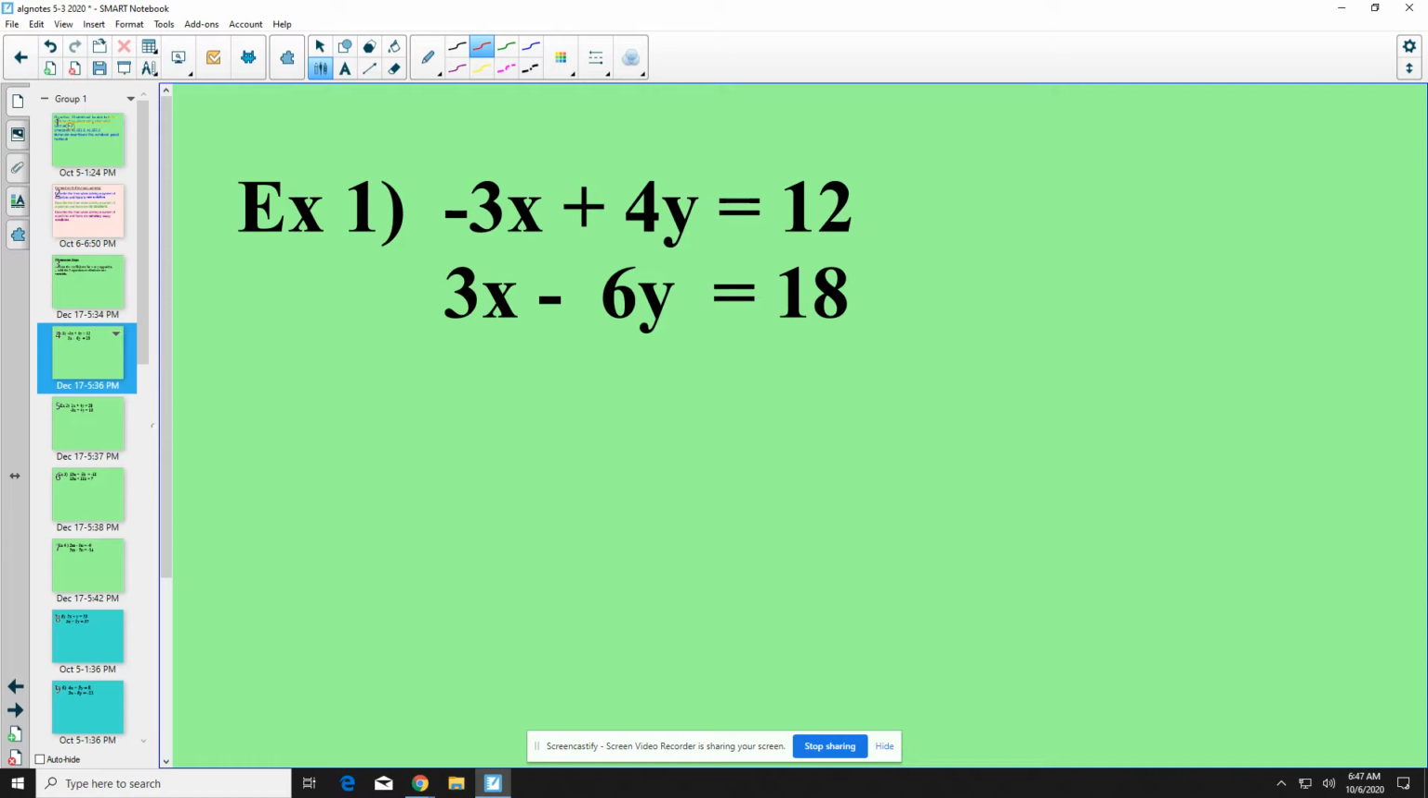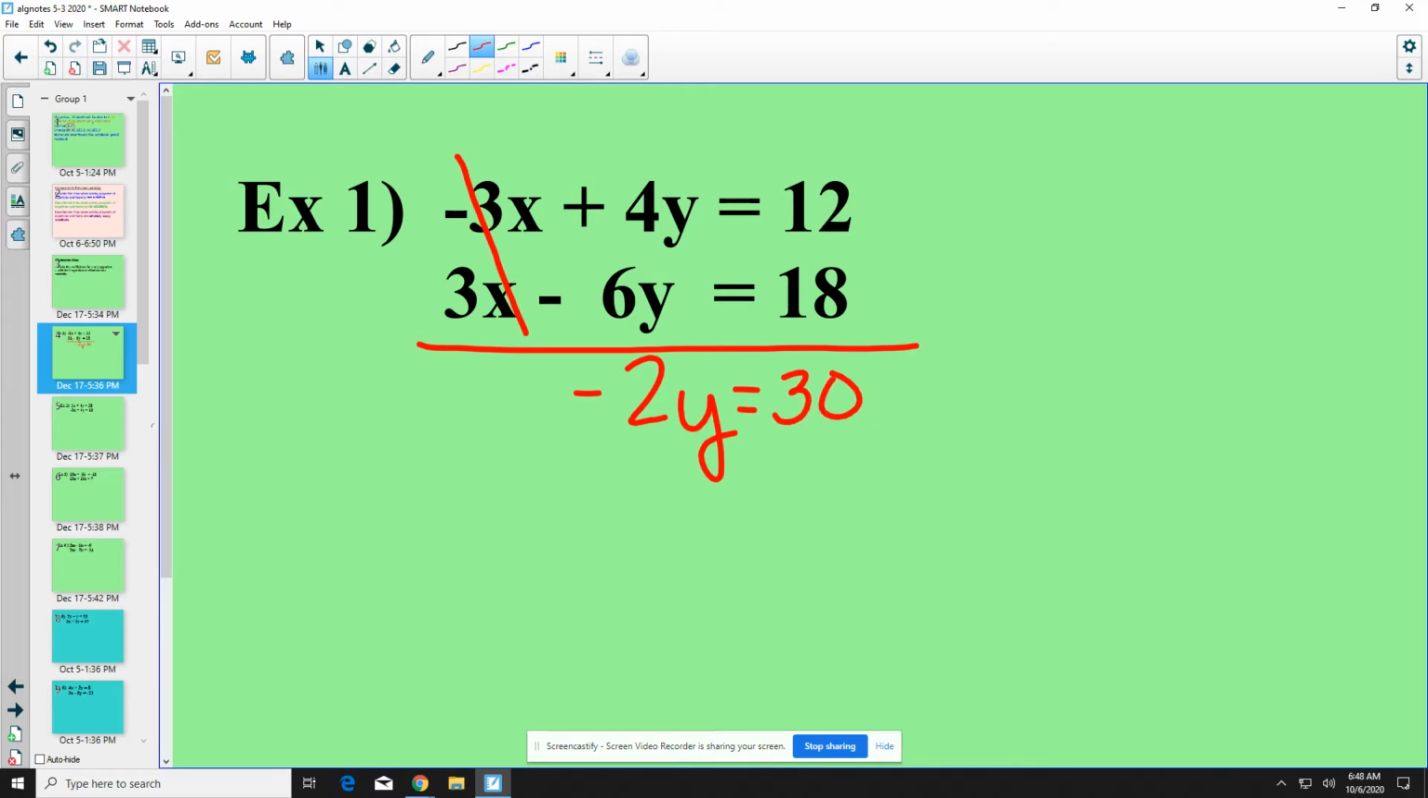Okay, so our first step is to make sure the coefficients for x or y are opposites. Well, I'm noticing that I have a negative 3x and a positive 3x. The coefficients for x are already opposites. So now what I'm going to do is add the two equations together. So when I add negative 3x and positive 3x, this cancels and becomes 0. 4y and negative 6y make negative 2y. And 12 plus 18 is 30, right?